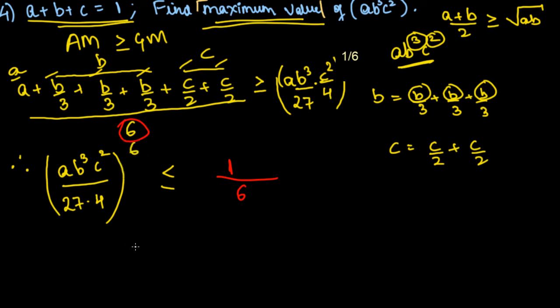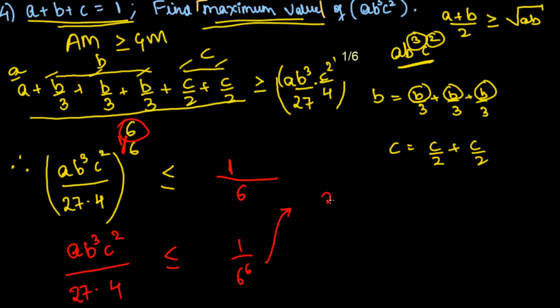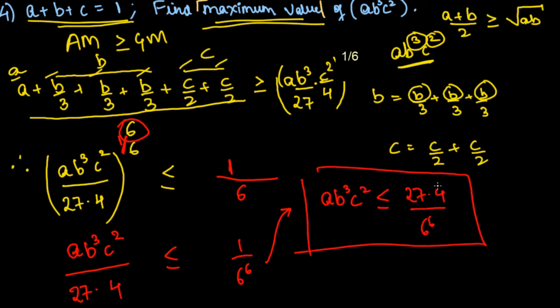Now I have to raise both sides to the 6th power. This is 1/6. I'm actually confusing myself. So a b cube c square upon 27 times 4 should be less than or equal to 1 upon 6 raised to 6. I'll write it here, and I'm not doing the calculations now, you can do it. 27 times 4 upon 6 raised to 6. So this is my final answer. Now you could leave this as it is, there's no harm in it. The main thing was to illustrate the method to solve these kind of problems.